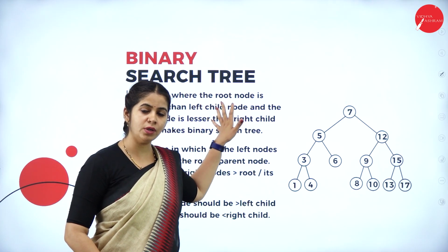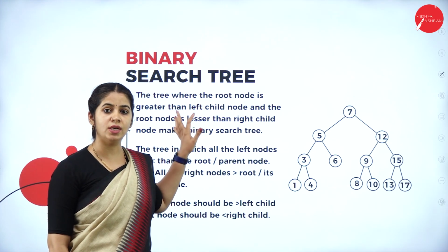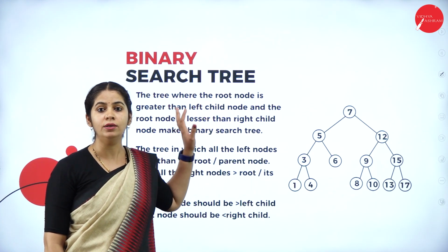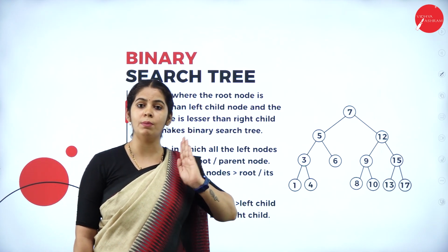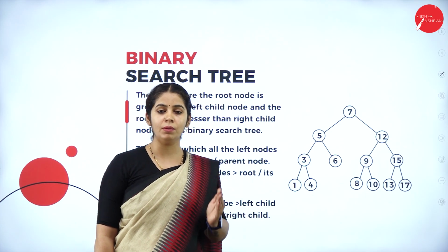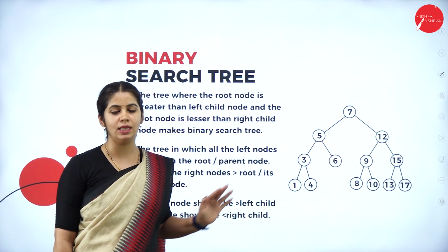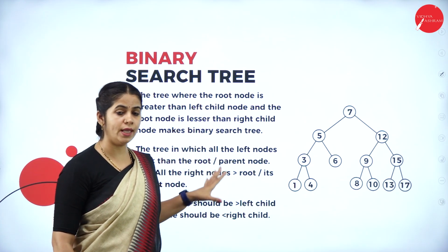I have stated to you what a binary search tree is. Yes, a binary search tree is a sorted tree. When we are storing the elements, we are storing them in a sorted manner. Why do we have to sort the elements? To make searching easy. That's why we call it a binary search tree. How are we going to sort the elements?